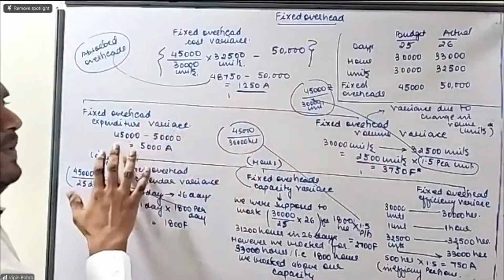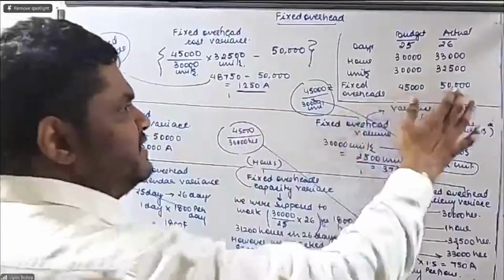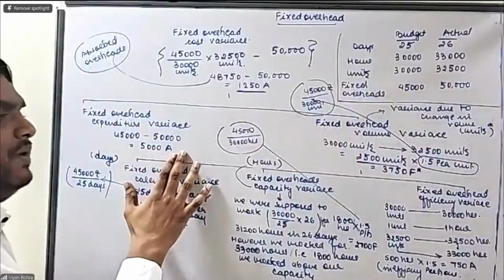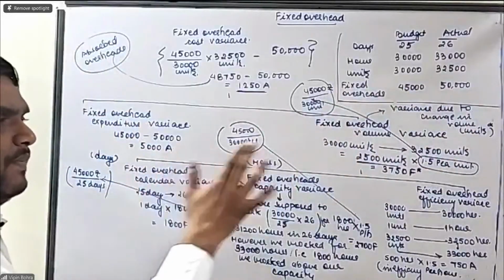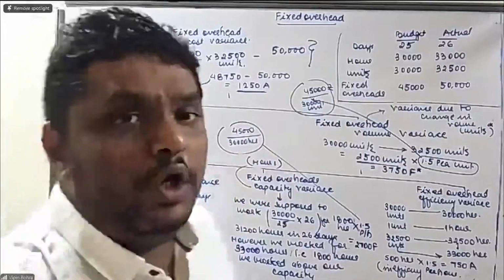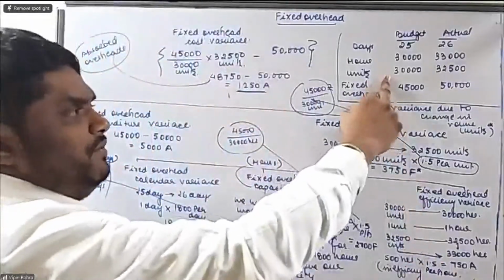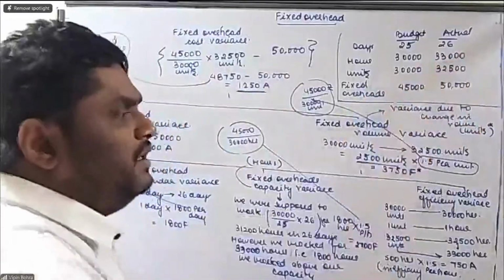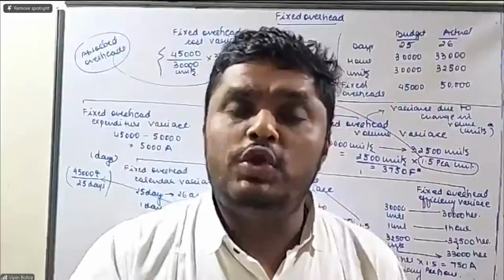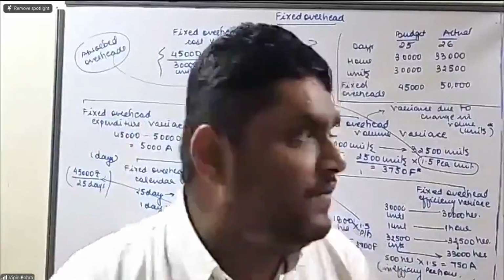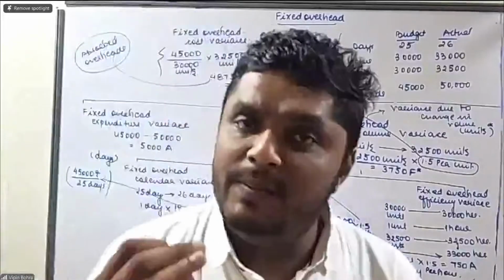When talking about expenditure variance, straight away, budgeted fixed overhead minus actual fixed overhead. So it is 5,000 extra overhead. So that is adverse. Now, volume variance, volume talks about units. We were supposed to manufacture 30,000 units, but we actually manufactured 32,500 units. 2,500 units extra we manufactured. It's a good sign for the company. So that's why it will be favorable.